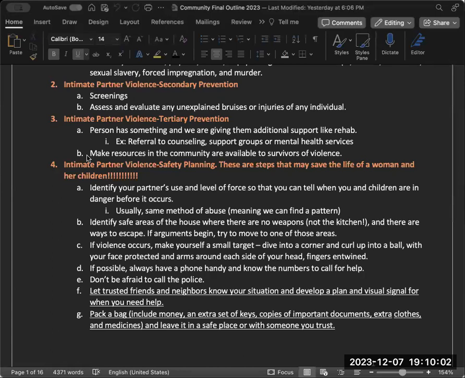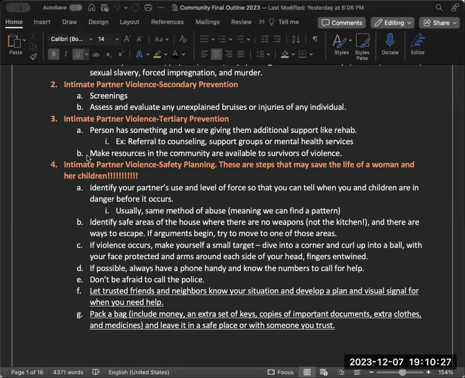I also found, I believe in the violence section as well, that making sure any resources in the community are readily available for survivors is also tertiary. So I put two examples that I thought would be very pertinent, but I definitely think for secondary it would be screenings from Dr. D, and for tertiary prevention it would be, like you said, counseling, support groups, or mental health services.